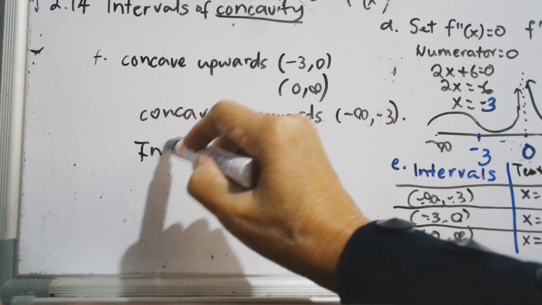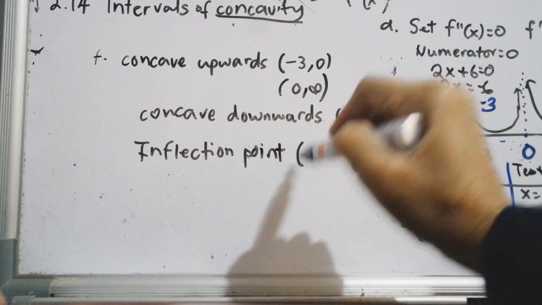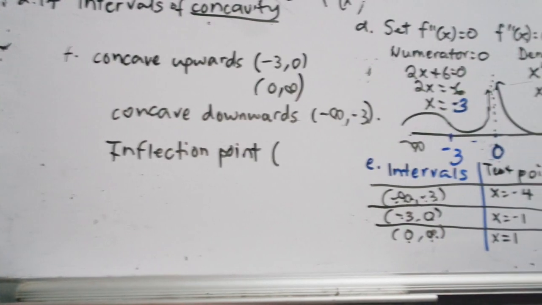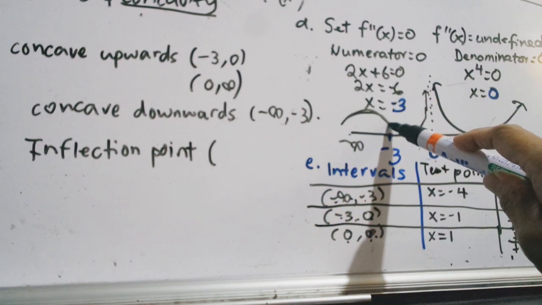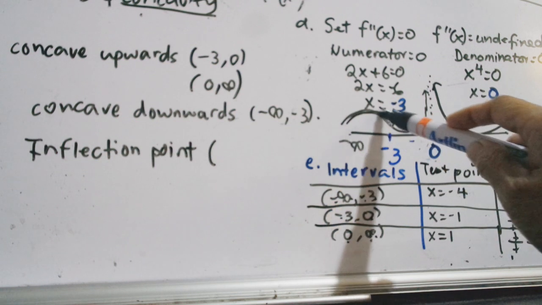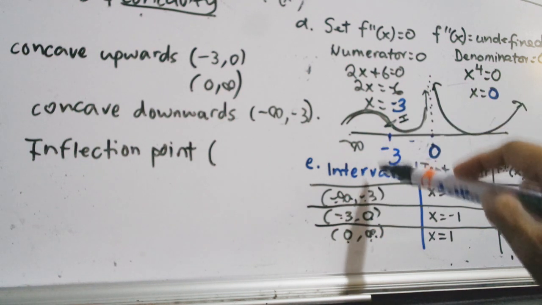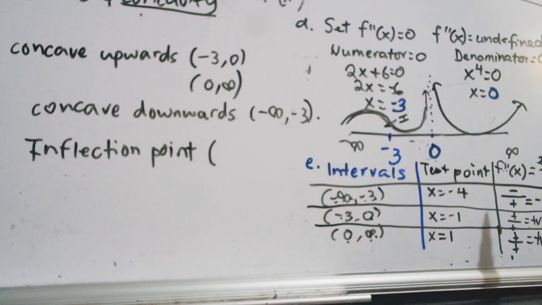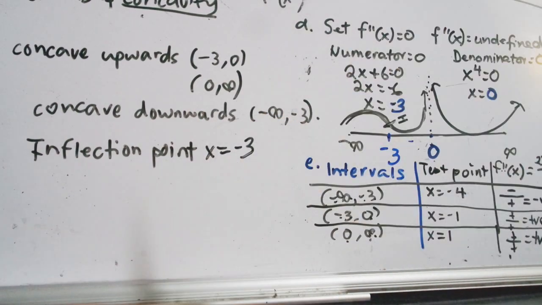from minus infinity to minus 3. Now, what about the inflection point? Inflection point is not an interval. Inflection point is a coordinate. We want to find where, if there is an inflection point. If you look at the graph, we see that there is a concave down, and then it starts to change its concavity in the opposite way, right? Concave down and then up. So we know that at this point, the function has an inflection point. And what is the point? x equals minus 3. So it's actually a point, but not an interval. So the inflection point here would be x equals minus 3.